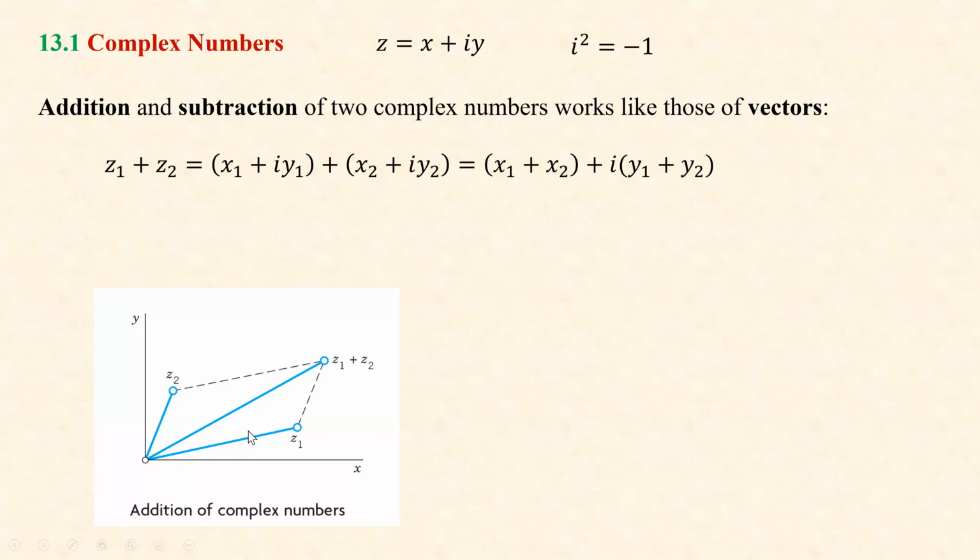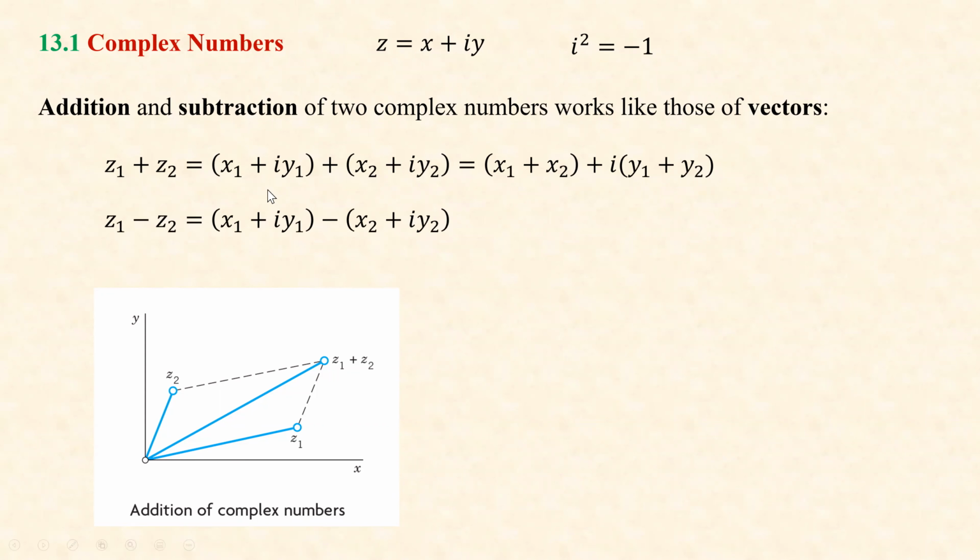If you add these two, z1 and z2, like two vectors, the result will be the vector sum of these two, because the real part of the sum is the sum of the real parts, and the imaginary part of the sum is the sum of the imaginary parts of the two numbers. So it's the same as vectors, where the x component of the sum is the sum of the x components, and the y component of the sum is the sum of the y components, right? So it's exactly like a vector.